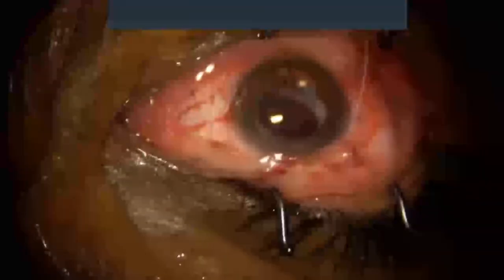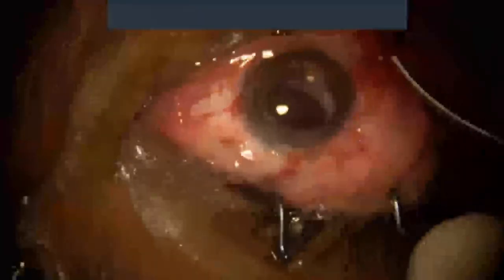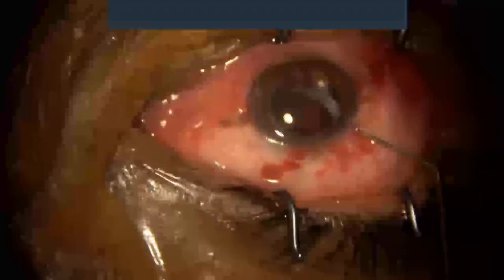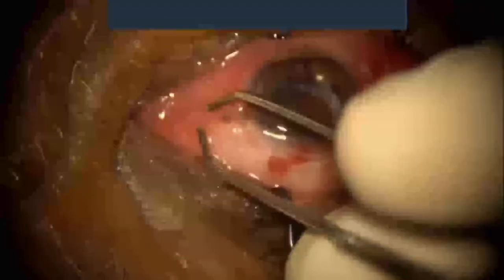Tunnel was closed with 10-0 monofilament nylon and conjunctiva was sutured with 7-0 Vicryl. Edges of the tunnel were hydrated and conjunctiva was cauterized.